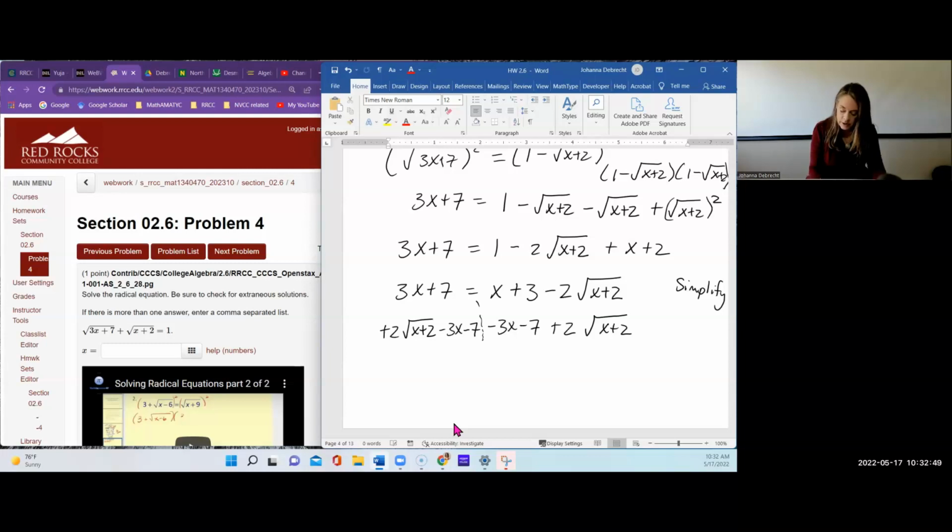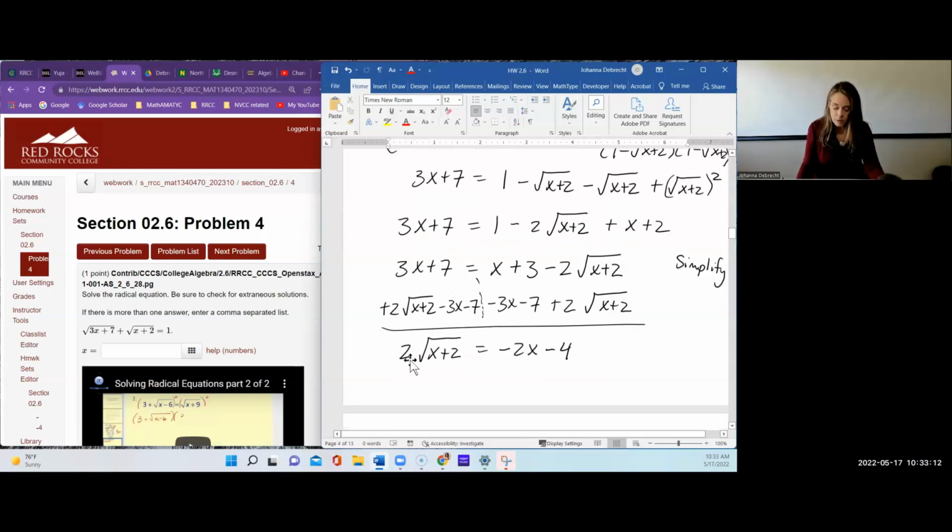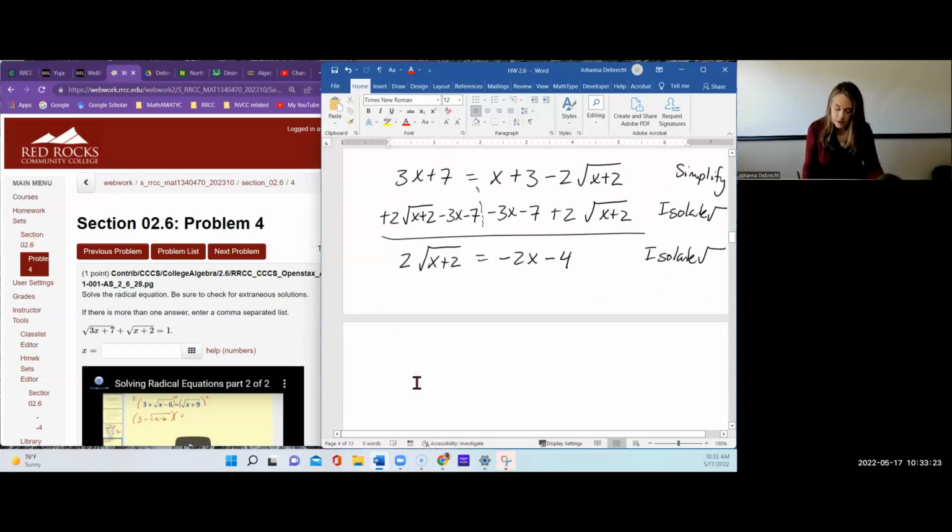Notice my equals is right here, and I'm keeping it balanced by doing the same thing to both sides of the equation. This puts the radical expression on the left, 2 times the square root of x plus 2, and the variable terms, now negative 2x minus 4, on the right. Now I can divide everything on both sides of the equation by 2. That will isolate the radical further. When I divide by 2, I end up with the following expressions.